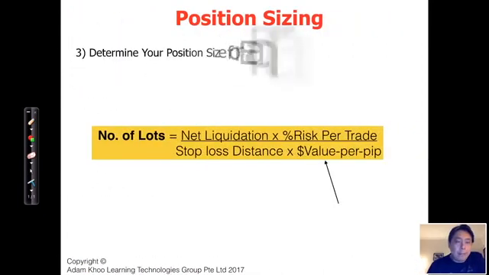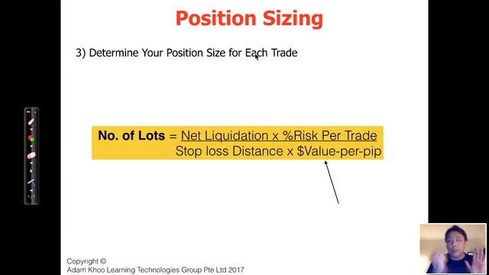Once you have that, step 3 is to calculate your position size for each trade. I'm going to show you how to calculate it manually, but in reality, there are many position sizing calculators that you can find online or on your phone app that will do it for you within a couple of seconds. So you have to understand the theory and then use the calculator. Great. So here's the formula. The number of lots to trade equals your net liquidation, or your current capital, multiplied by your risk per trade, which is 1%, 2%, or 3%, divided by your stop loss distance multiplied by your dollar value per pip, per standard contract.